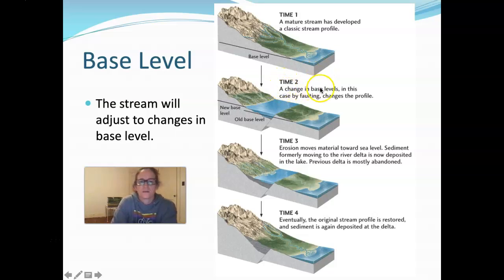So time 2, a change in base level, and this caused by faulting changes the profile. So now there's no longer that classical gradient down to the stream. It's now punctuated by an area of changing gradient here. So there's an old base level, and now there's a new base level with a lake here. So now that stream is going to erode and deposit into that lake, because the lake is like a temporary base level. Over time, that lake is going to fill up with sediment, and then the original stream profile will be achieved. So it's like an equilibrium that happens over time.